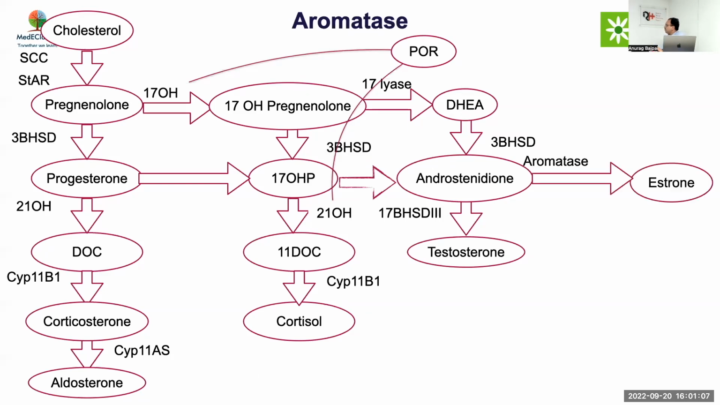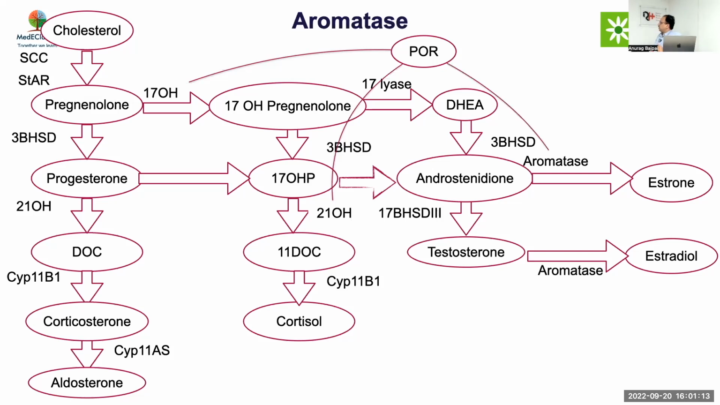So now aromatase will basically convert androstenedione to estrone and testosterone to estradiol. And this estradiol can also be converted using 17-beta-HSD. And POR is now controlling 17, 21, and aromatase. So this is pretty much the 5 major products. One was progesterone, which only requires side chain cleavage, StAR and 3-beta. Only 3 enzymes required.